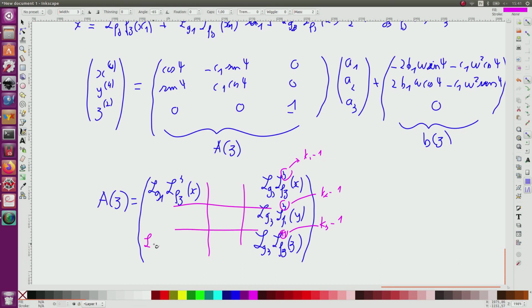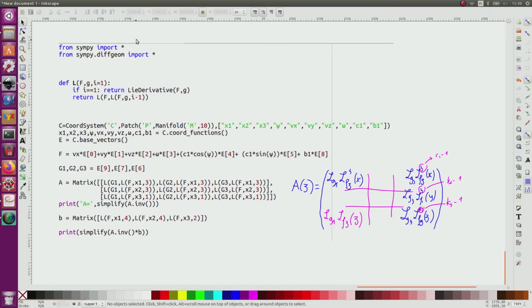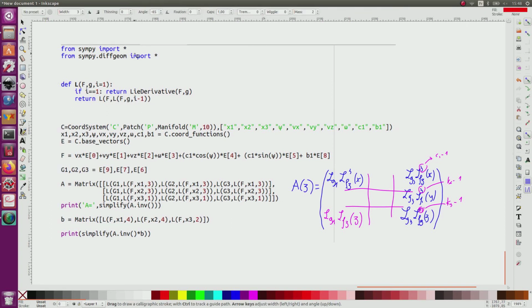The first one here will be L_{g1} because it is the first column, L_f of z. So I take the SymPy library in Python. I replace the Lie derivative by the operator L here, and I perform a recursive implementation where A is the number of times I want to differentiate. The matrix A that has previously been computed is computed in the program here. I can recognize here a Lie derivative with respect to g1, and here the third Lie derivative of this one, which corresponds to x1, which corresponds to x.